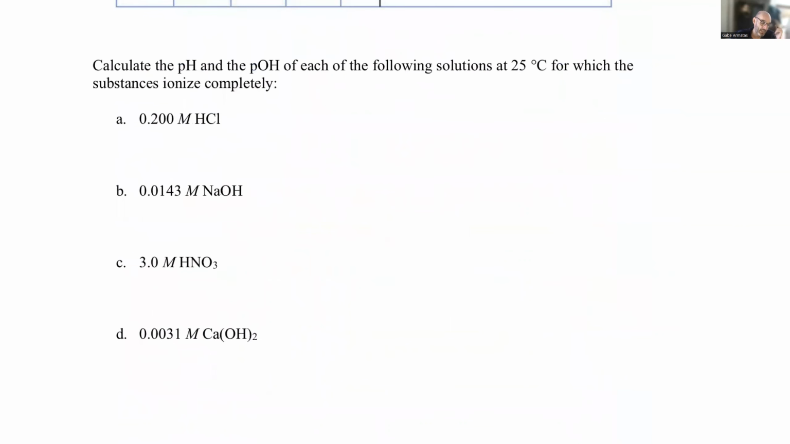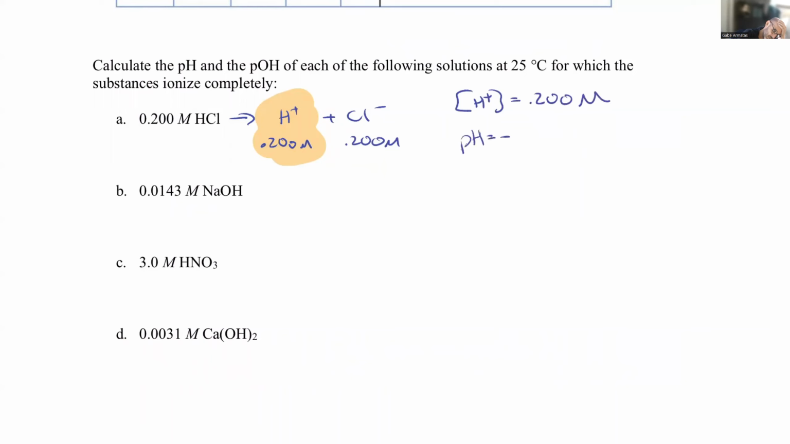And so, calculate the pH and pOH of each of the following solutions. So again, we're going to be doing this. I'll do the first one and I'll let you guys do the rest. HCl dissociates into H plus and Cl minus. I don't really care about the Cl minus, but I have 0.200 molar of this and 0.200 molar of that. So let's focus on the H plus. My concentration of H plus is equal to 0.200 molar. So if I want pH, it's equal to the negative log of my concentration of H plus.